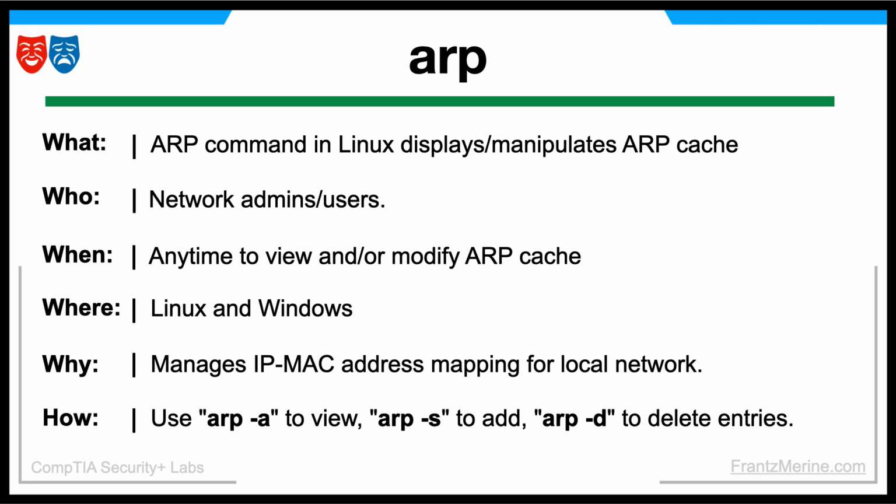To view the ARP cache, use the command arp -a. To add or modify ARP entries, you can use the arp command. It can also be followed by options like -s for static entries, specifying the IP and MAC address, and -d to delete an entry. The rest of the how is what this video is all about, so let's get into it.